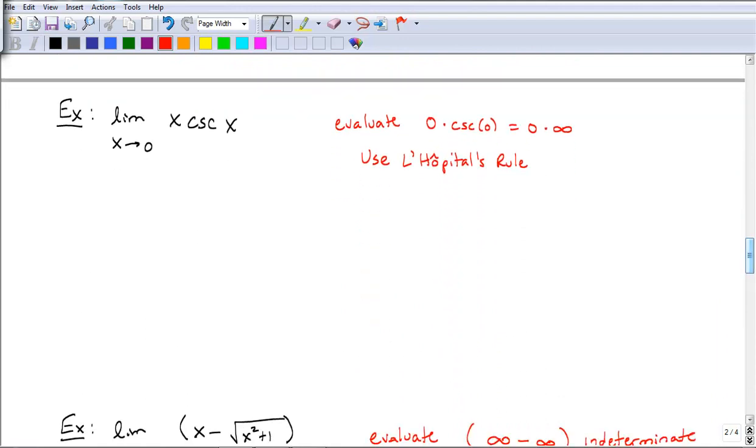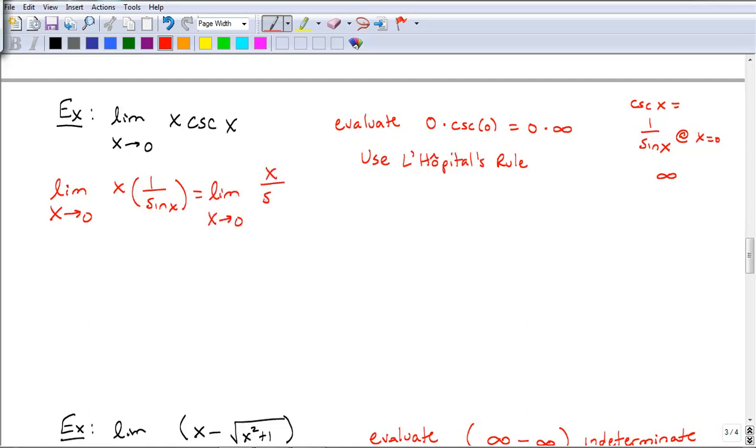Here is a use of L'Hopital's rule that isn't the same as the last one. In this use of L'Hopital's rule, when I put 0 in for x, I get 0 times the cosecant. The cosecant is 1 over the sine of x. When I put 0 in there, this goes to infinity. So it is 0 times infinity, and I can use L'Hopital's rule. But the problem with L'Hopital's rule is it has to be written as a fraction. So this is the math trick we play to write it as a fraction. Well, in this case, the cosecant is already 1 over the sine. So this really is a fraction in disguise. This is x over the sine of x.